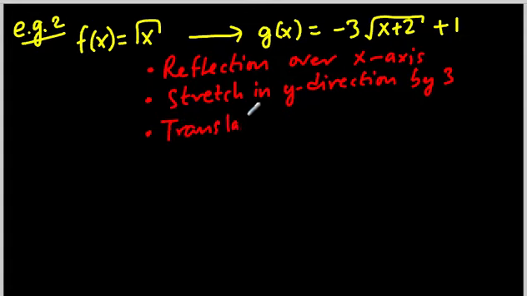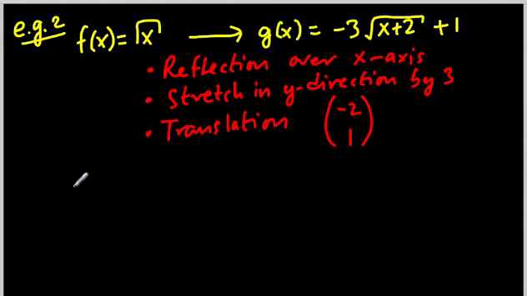And then we can see the translations. So yes, there's a translation. Since we see x plus 2 here, it means 2 to the left, so it's -2. And since it's plus 1 on the outside of the square root, it's up 1. Now that we know exactly what the transformations are, we can plot what g of x looks like. So let's do that.